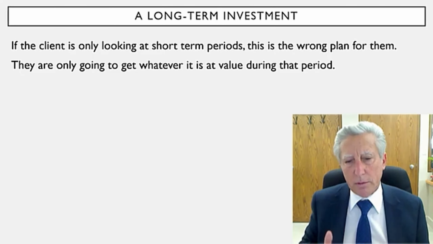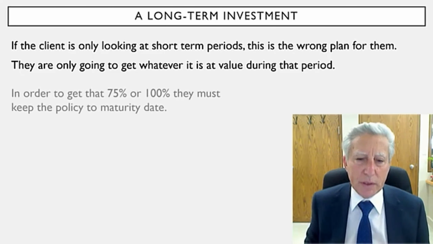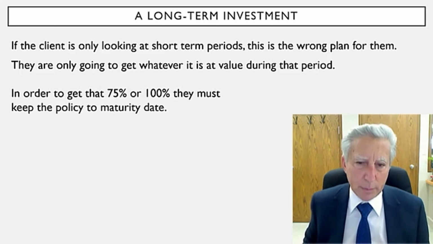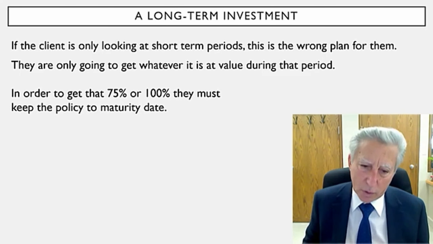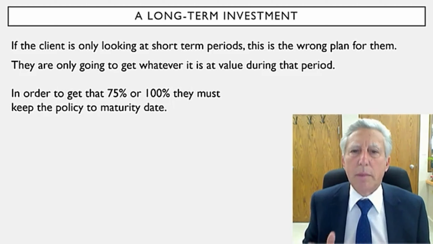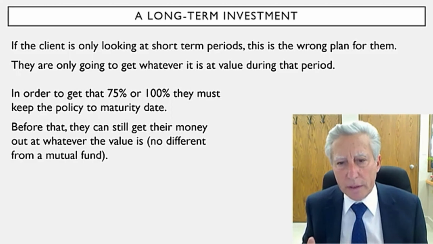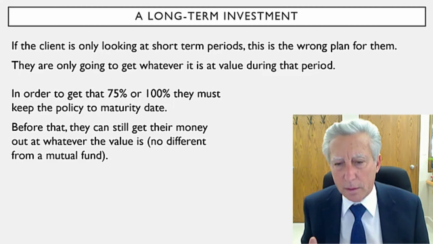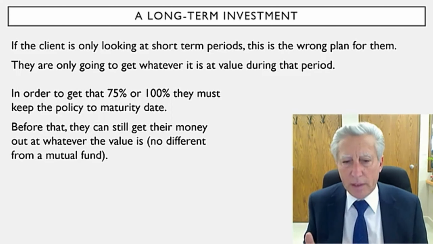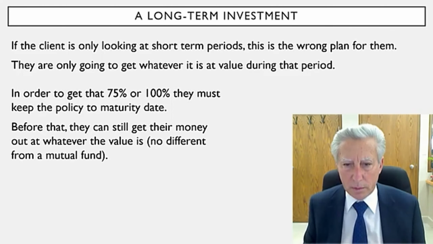So in other words, in order to get that 75% or that 100%, they must keep it till the maturity date. If they come before that, they can still get their money out, but the big issue, of course, is that they're only going to get whatever the value is. So that'll be no different than a mutual fund. It's essentially whatever the value is. So that's an important consideration to make.